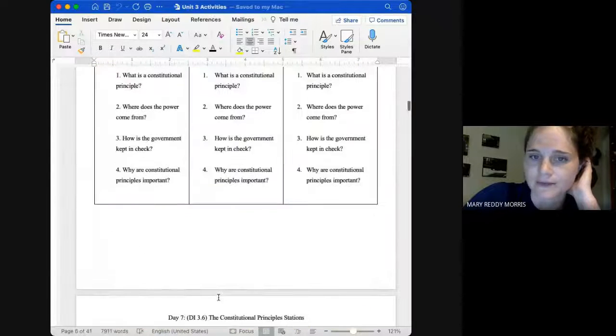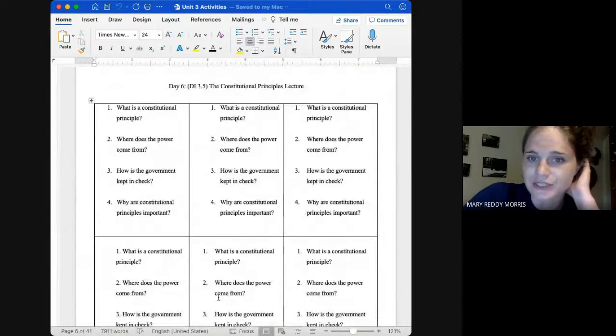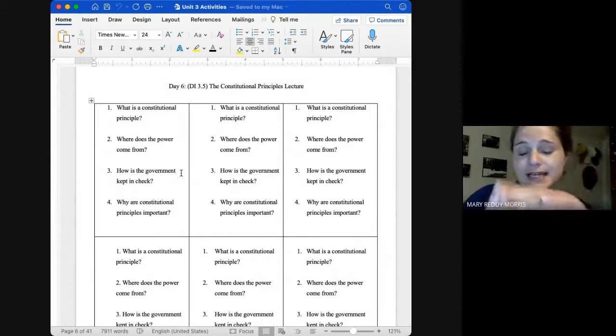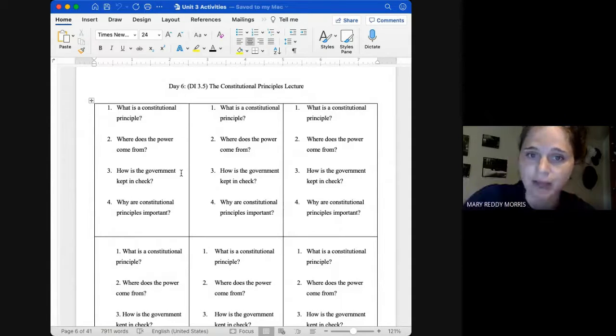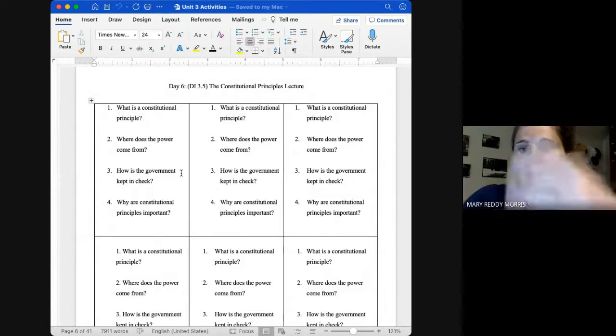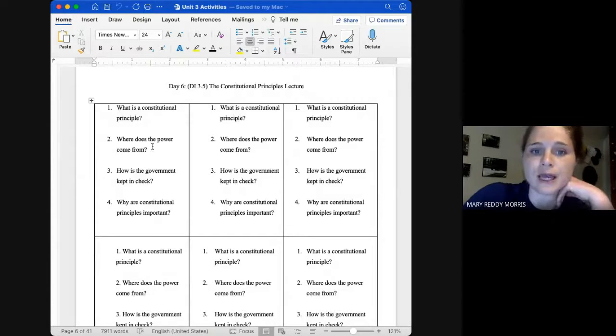It's the most interactive. Then you have these lecture questions. This would go along with a PowerPoint. I don't have the PowerPoints in my products. You would have to develop that yourself. But these are the questions that the students would answer during a lecture or a PowerPoint presentation that you would give. Okay. What is a constitutional principle?